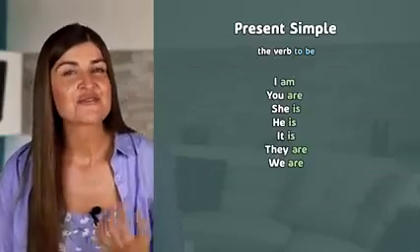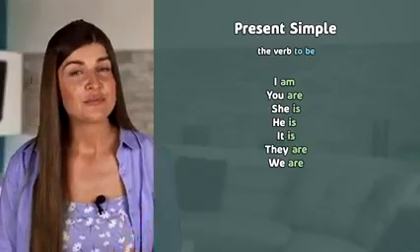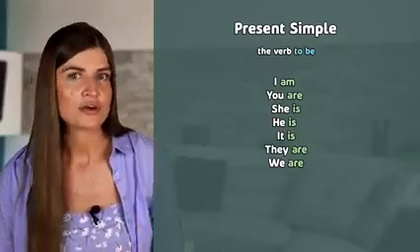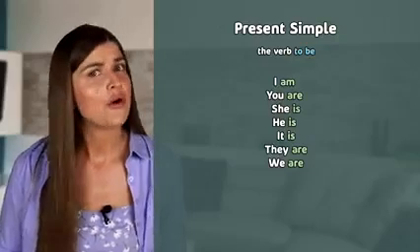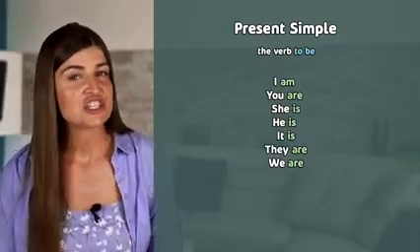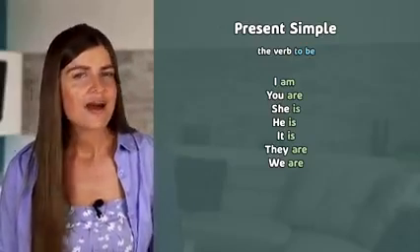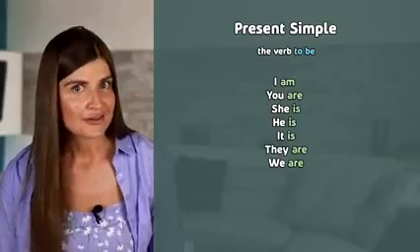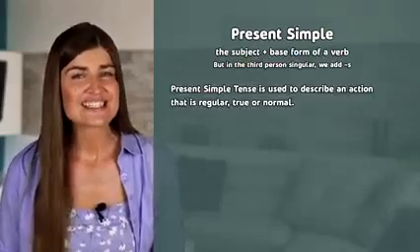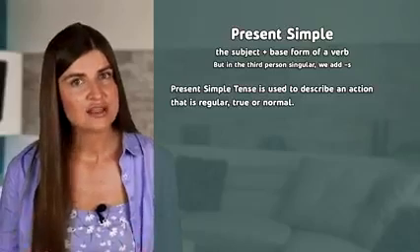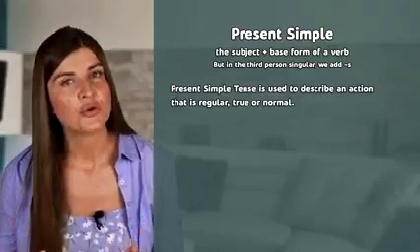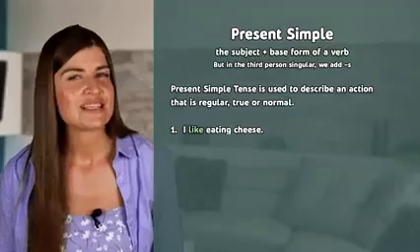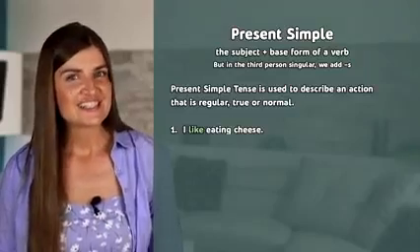It's important to remember that the verb to be has its own forms like I am, you are, he is, she is, it is, they are, we are. We use the present simple to describe an action that is regular, true, or normal. For example, I like eating cheese.